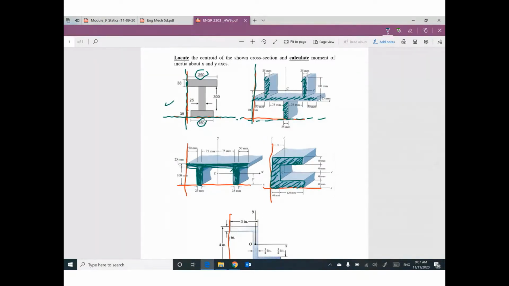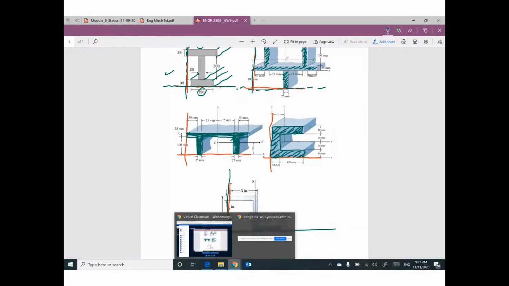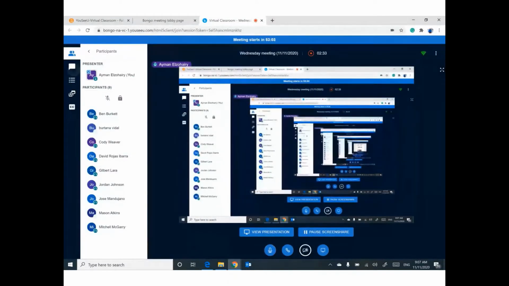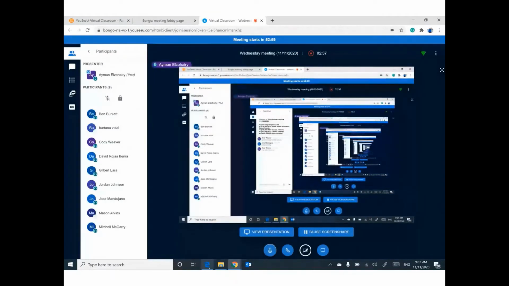If you would like to draw it in an isometric shape, you have to extend these lines like this to be isometric. You know what I mean? And this one also, I will assume the horizontal reference here and the vertical reference there. Any question? Any question before starting our meeting today? Okay, looks good.